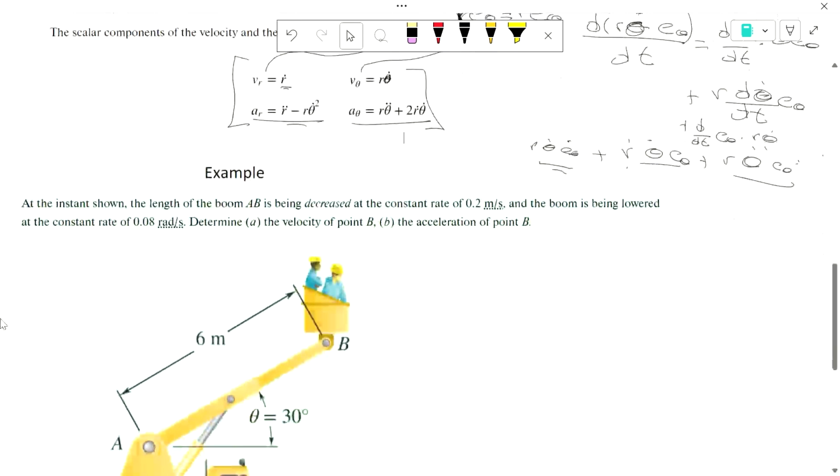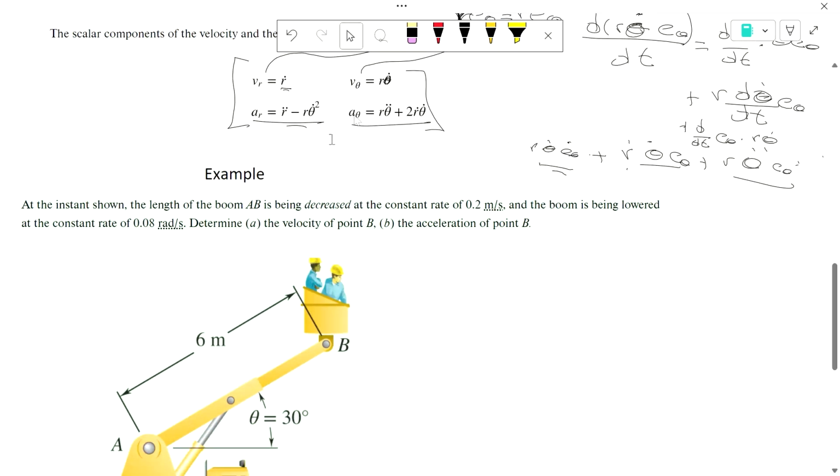So this is pretty much how you take into consideration the transversal and the radial directions. Let's look at an example. As long as you can get these four components, you're ready for any problem in this type of transversal and radial component equations. At an instant, the length of the bar is decreased at a constant rate. They're telling you the rate, so this rate of change is r dot, and it's being lowered at a constant rate. They're giving you a constant rate, so it's not accelerating, and they're giving you another speed, which is radians per second, a rotational speed.